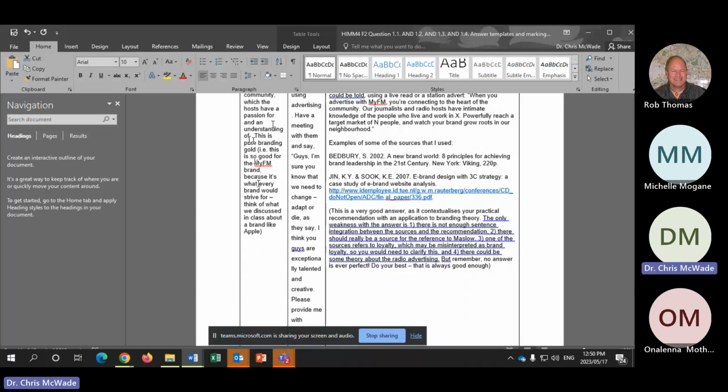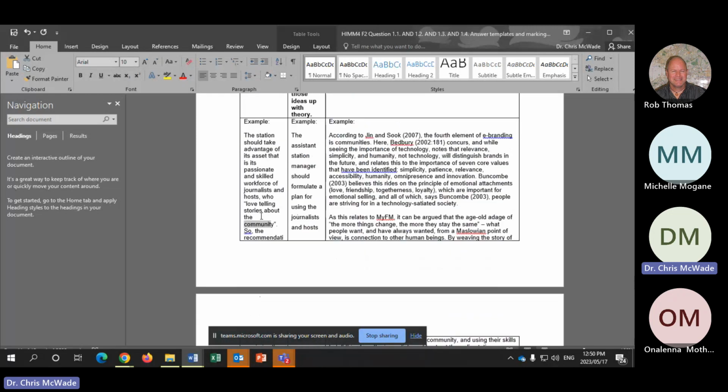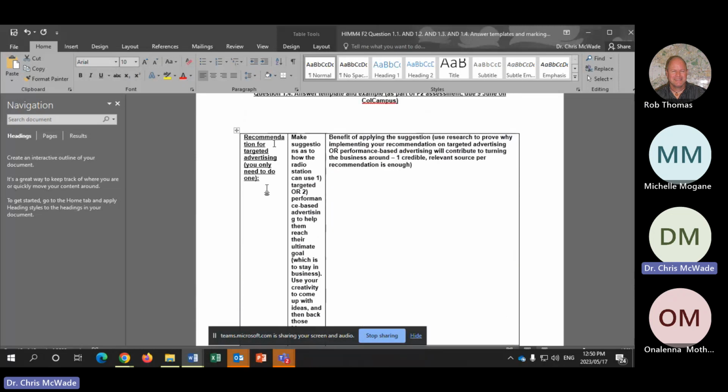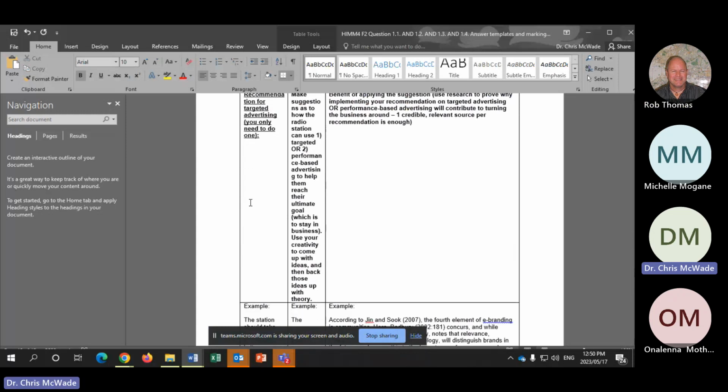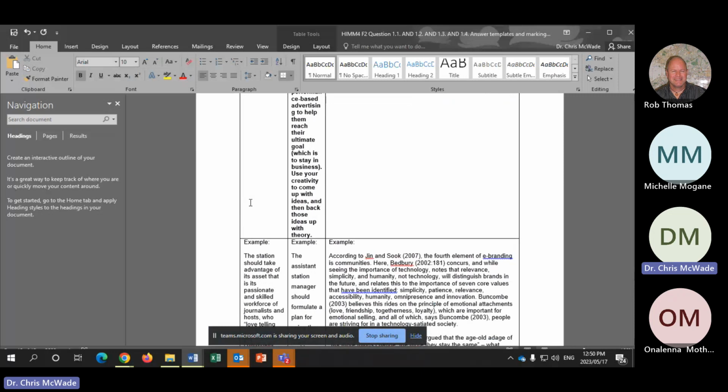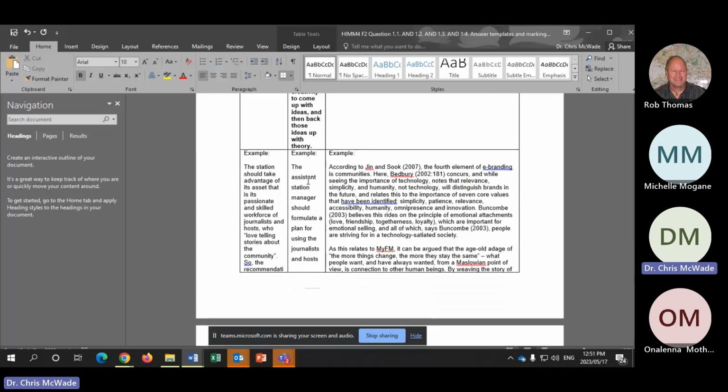Because it's what every brand should strive for. Think of what you guys discussed in class about a brand like Apple. Okay, so that's the recommendation. Then the suggestion on how to approach the station and the ultimate goal, which is to stay in business. There's a prompt here: use your creativity to come up with ideas and then back those ideas up with theory.